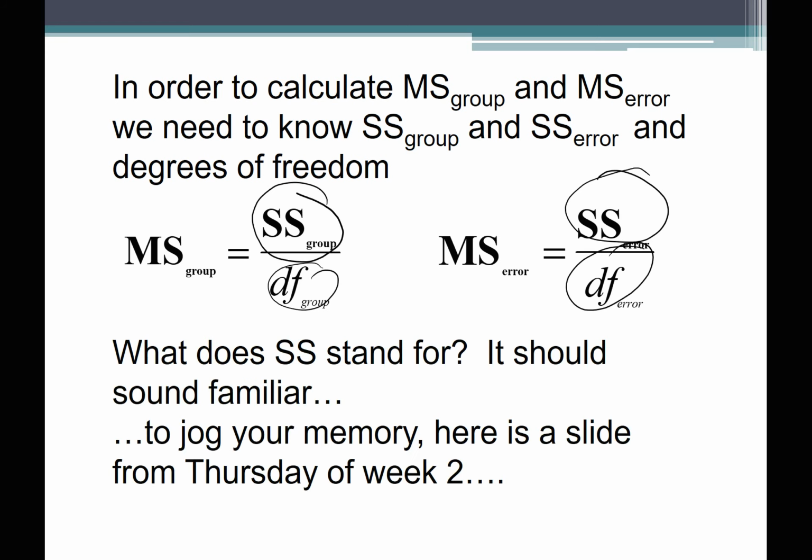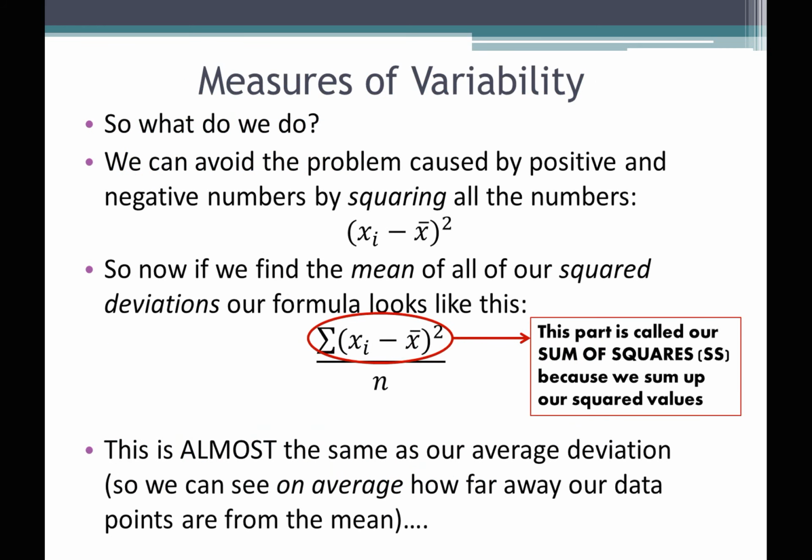So SS, we've talked about before. You have to go in the way back machine and go all the way back to week 2. To jog your memory a little bit, here's a slide from week 2. Remember, we started out talking about visualizations, then central tendency, like means, medians, mode, and then we talked a lot about variability. And this is one of those slides from when we were talking about variability.